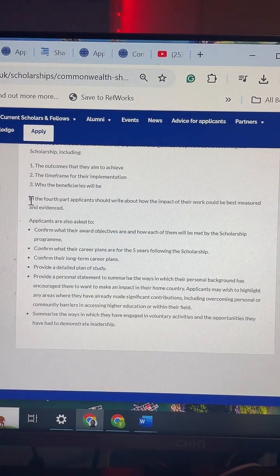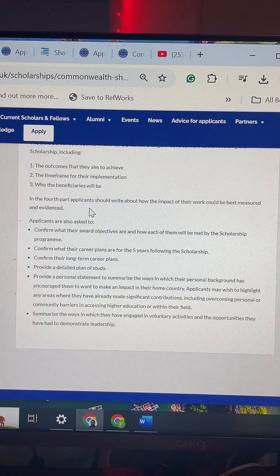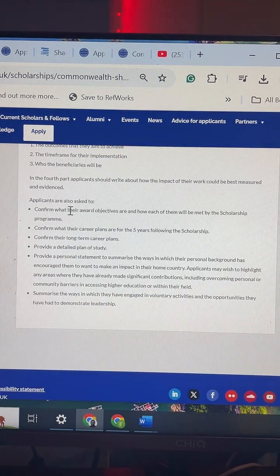And then the fourth part of the essay, participants should write about how the impact of their work could best be measured. So this is where you'll be talking to them about progress indicators or indexes that you'll be using to measure if there is progress in the project that you intend to go about. So you tell them that this particular project, I will look at this to know that there's been improvement or not. And so you tell them how exactly you will be looking at it.